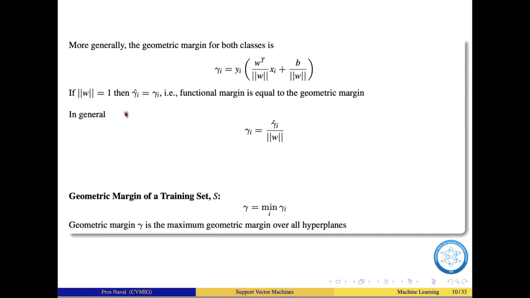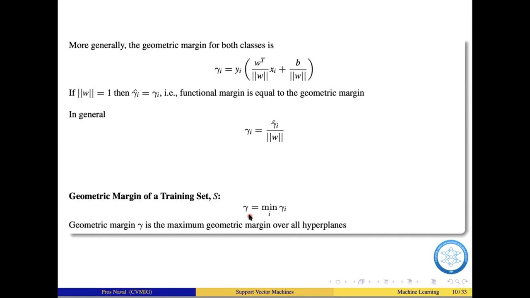So now, in general, what we have is the following. This is true for the norm of W equal to 1. Now in general, this is what we have. The geometric margin is equal to the functional margin divided by the norm of W, which is this. So, nothing special. Now, what we want is to define the geometric margin of the training set.